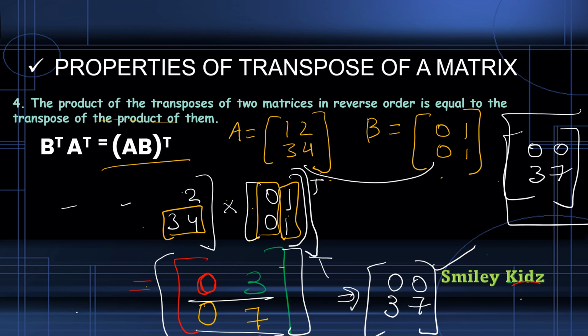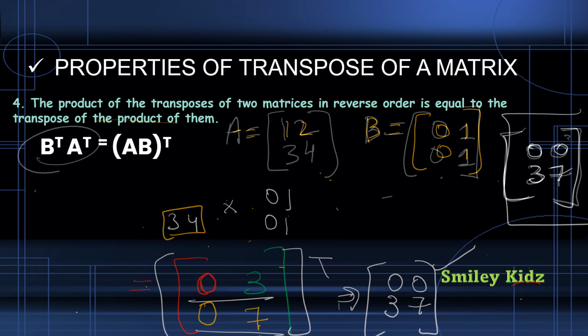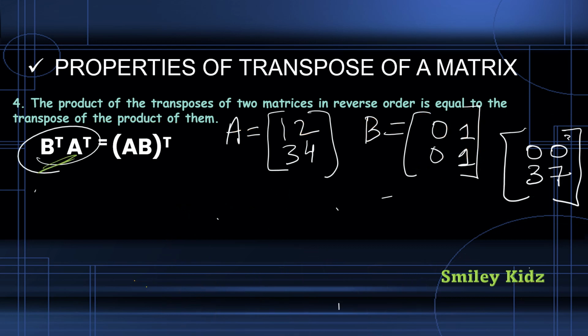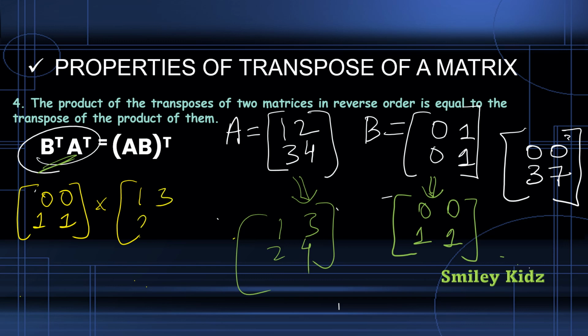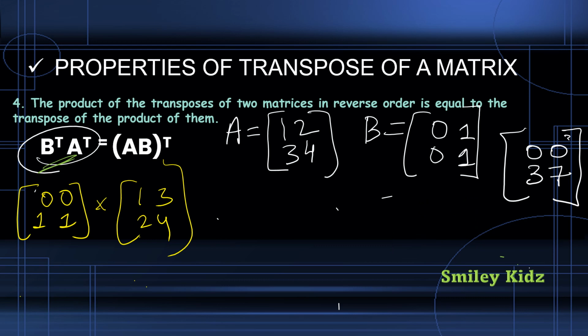Now let's take B^T A^T. Now B^T into A^T, right? So B^T will be what? What is the transpose of B over here? 0, 0, 1, 1. What is the transpose of A? It will be 1, 3, 2, 4. Now multiply them. Remember that you're going to multiply B^T into A^T and not A^T into B^T, right? So that will be 0, 0, 1, 1 into 1, 3, 2, 4. Let me make a quick erase here.